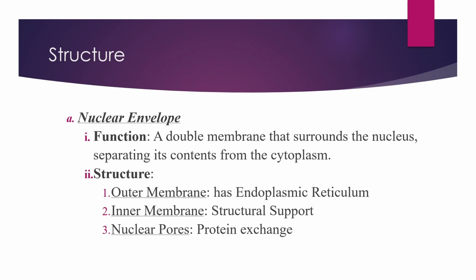You have an outer membrane, an inner membrane, and nuclear pores. The outer membrane is continuous with the endoplasmic reticulum. It may have ribosomes attached, so it has protein impact. The inner membrane faces the nuclear interior. It's lined with the nuclear lamina, which is a network of protein filaments that provide structural support. The nuclear pores are large protein complexes that penetrate the nuclear envelope. They allow the selective exchange of materials like RNA, proteins, etc. between the nucleus and the cytoplasm.